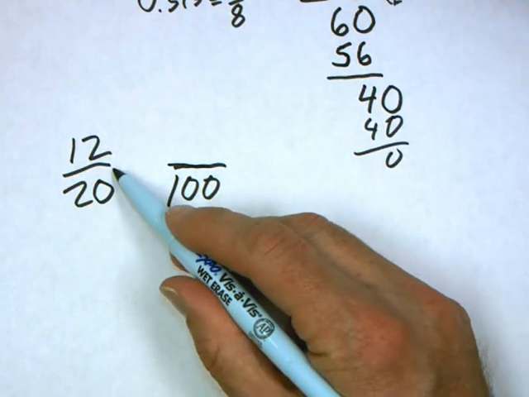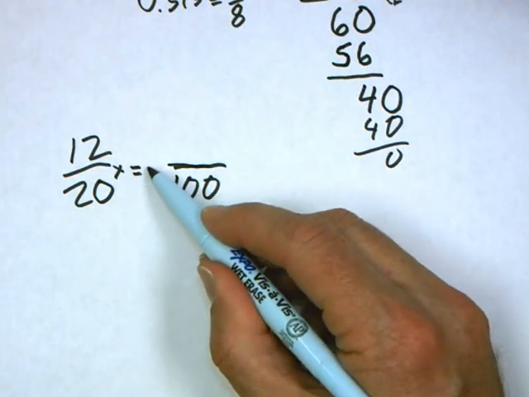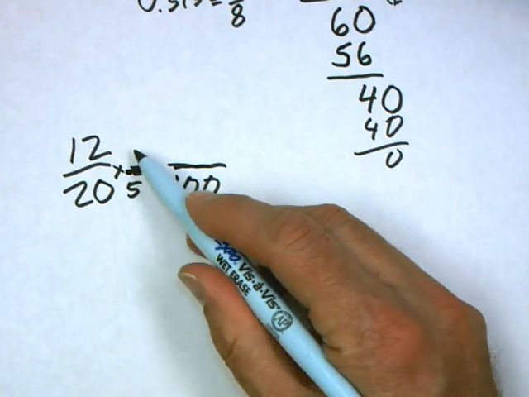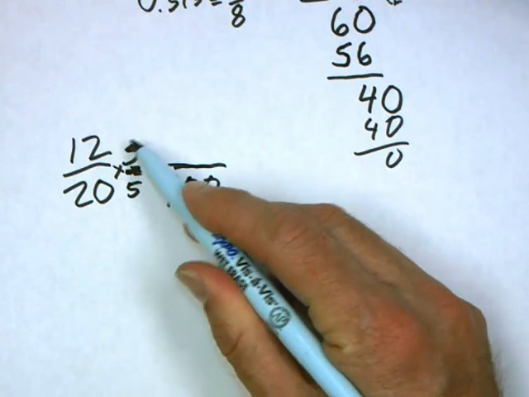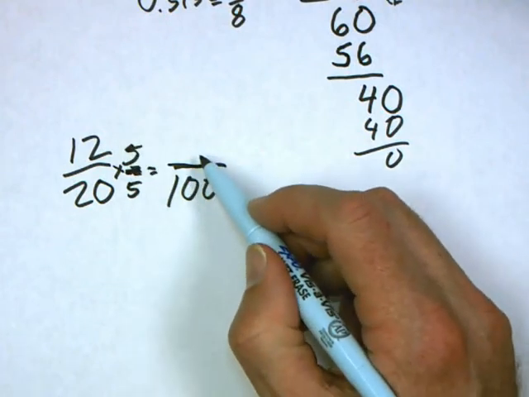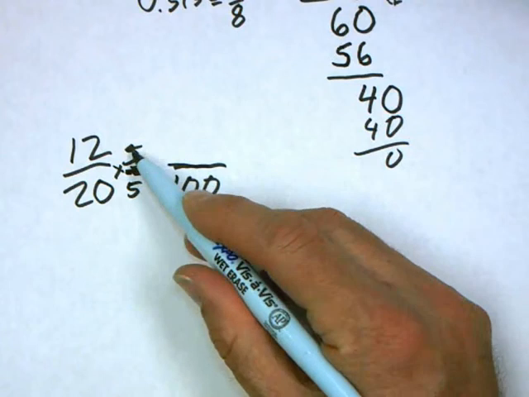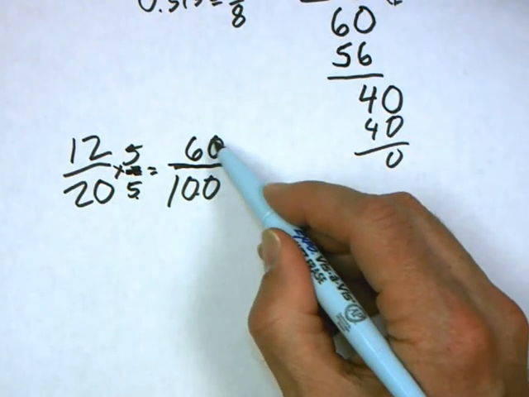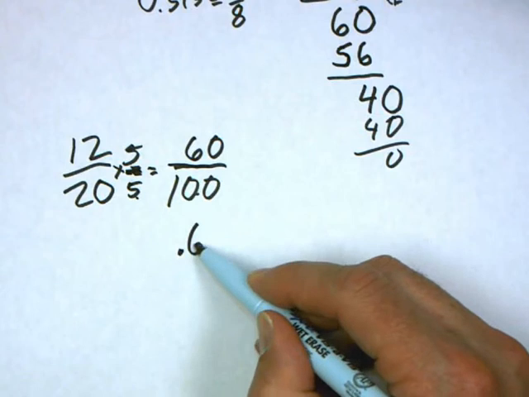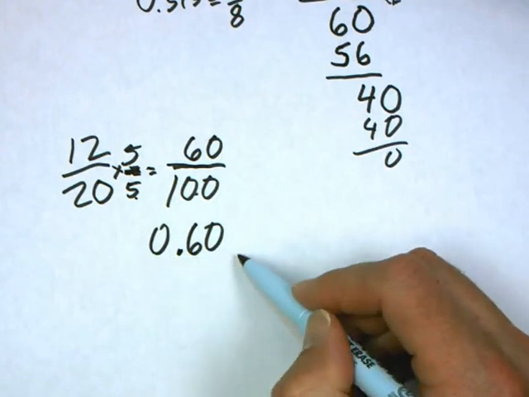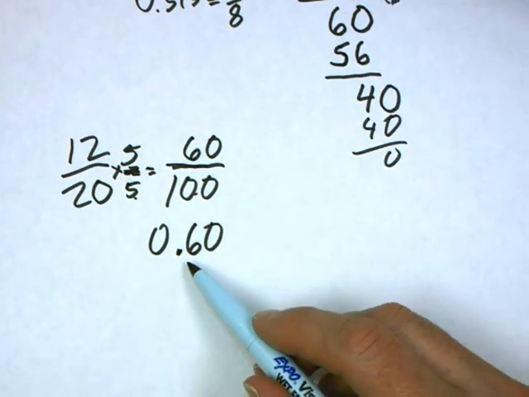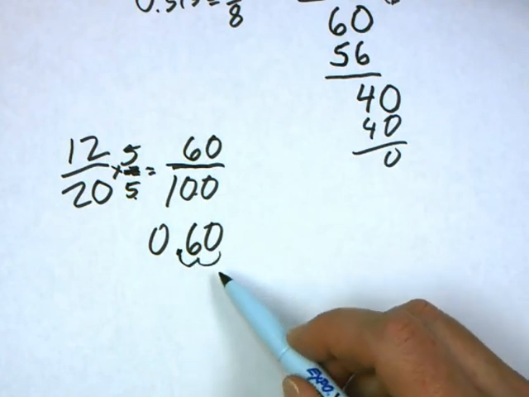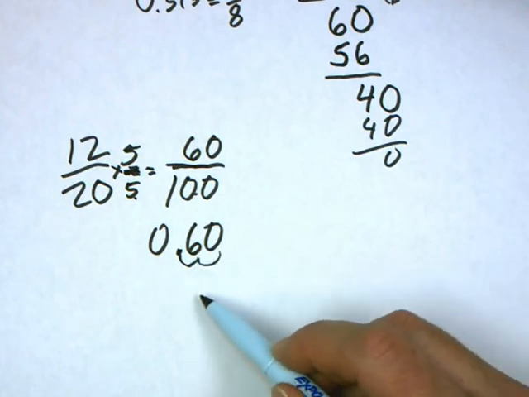I could say, well, how many times does 20 go into 100? 5 times. And if I do the same thing to the numerator, I don't change the value. And I get 20 times 5 is 100, 12 times 5 is 60. So 60 hundredths, that's 0.60, 0 and 60 hundredths. And I kind of threw in percent. Percent is move the decimal to the right. 60 hundredths, percent means per 100, and that's 60%.